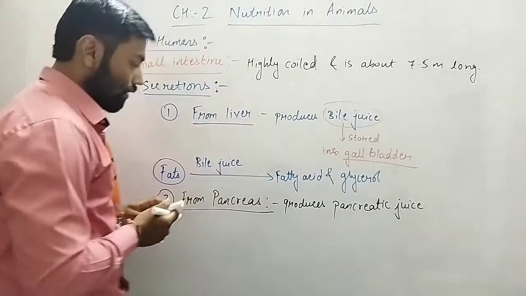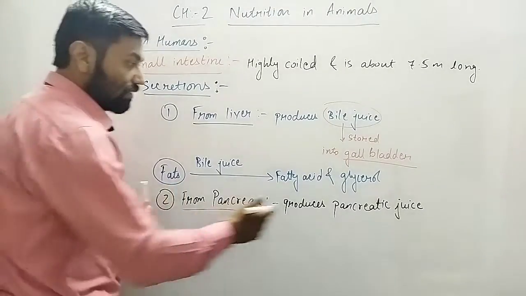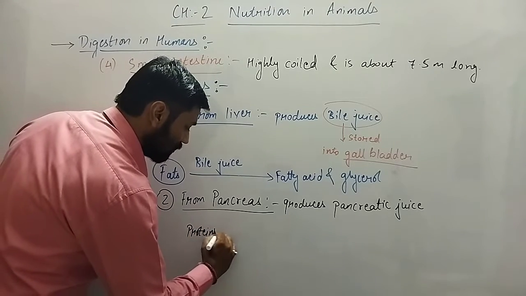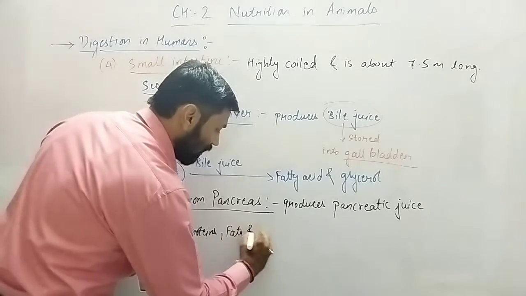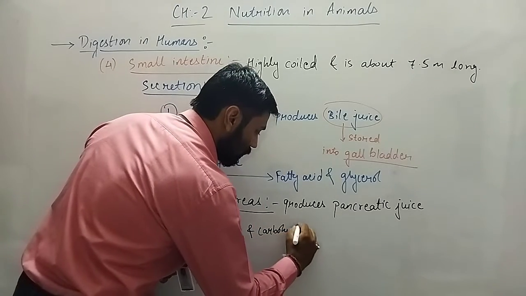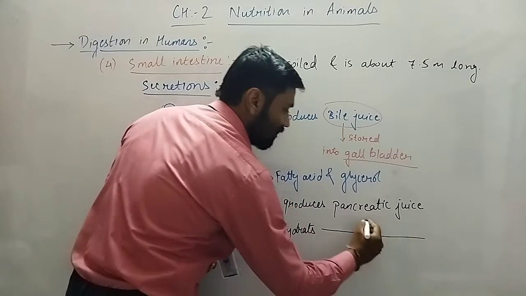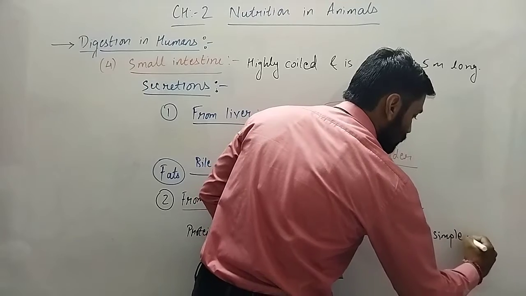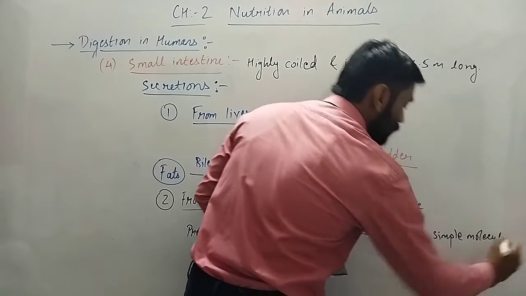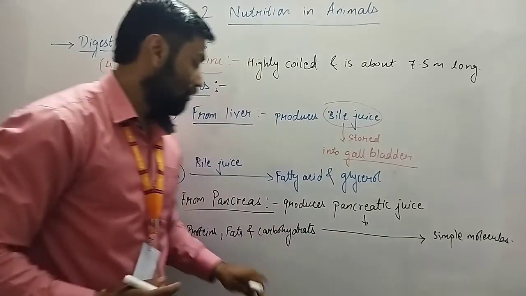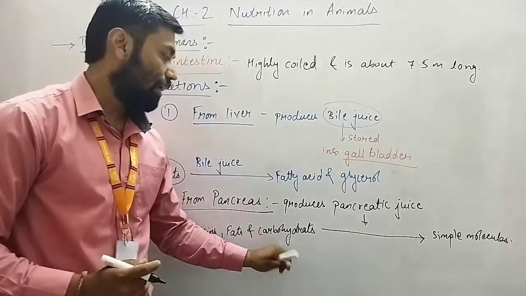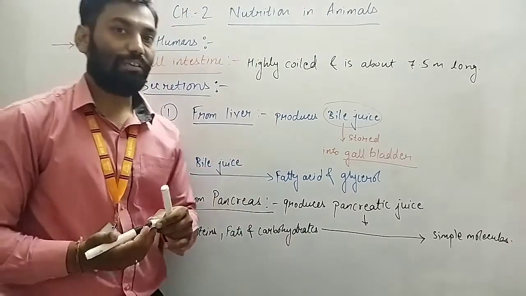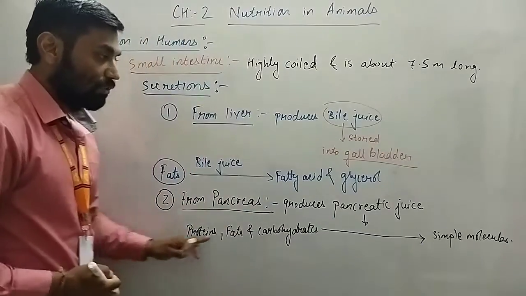Understood? So this juice acts on proteins, fats and carbohydrates. Pancreatic juice converts them into simple molecules. What are the simple molecules of protein, fats and carbohydrates? That we will be discussing in the later part, right? So all this takes place.